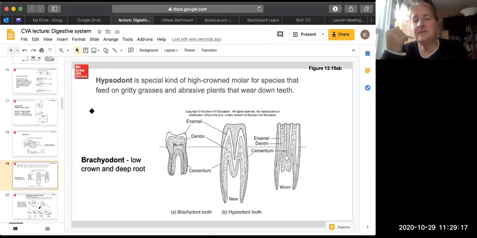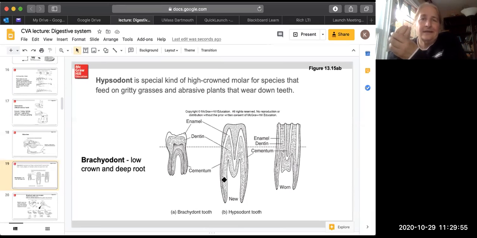And so this is horses and those groups that eat grasses for their food. They have evolved very high crowned molars. This enamel, they have a very large crown, so that as it wears down, it just keeps erupting. So it keeps coming out of the gum as it wears down the crown.